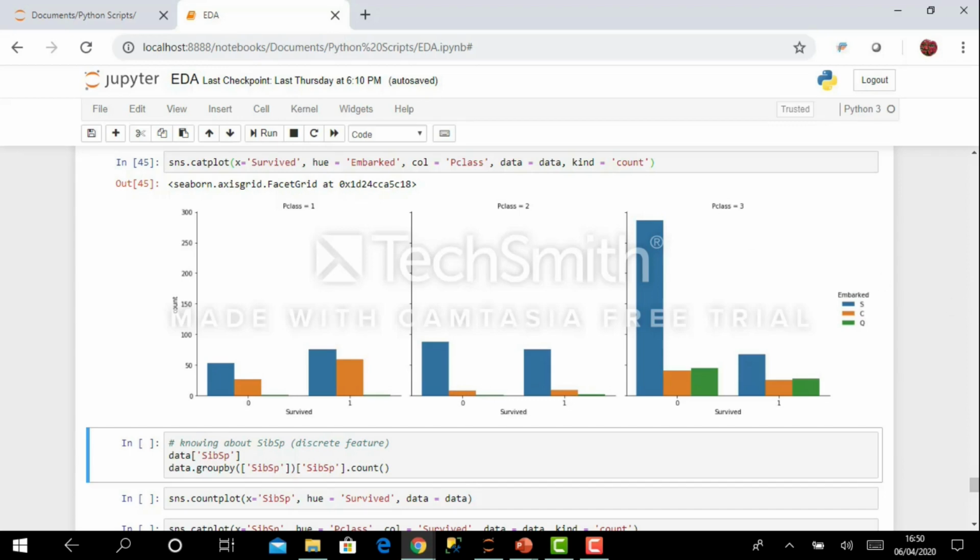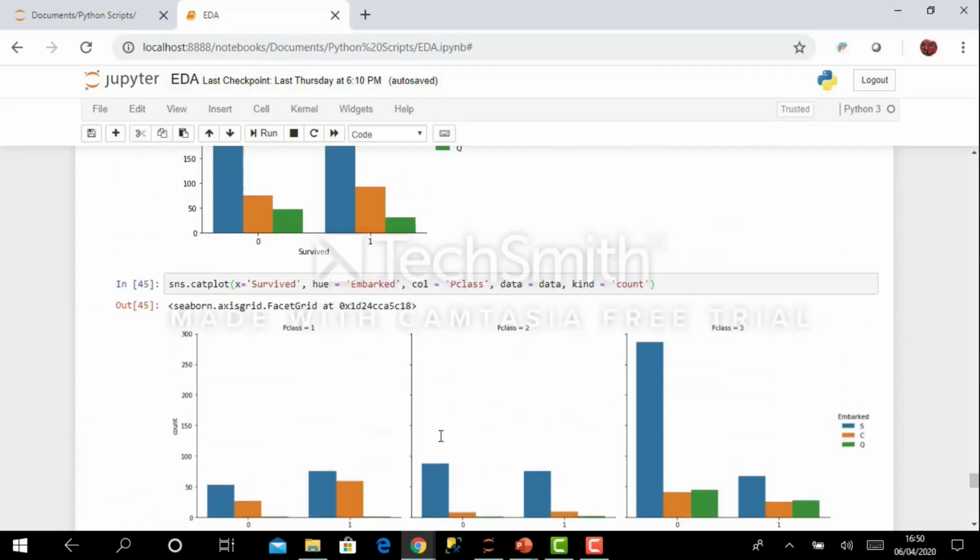And then we come to Pclass equal to 3. Here you can see this green block. So people who embarked from this Q point, they are mostly in the third class, and more of them did not survive, and fewer people survived. And for the embarkment point S, most of them did not survive, and a few people survived. Okay.